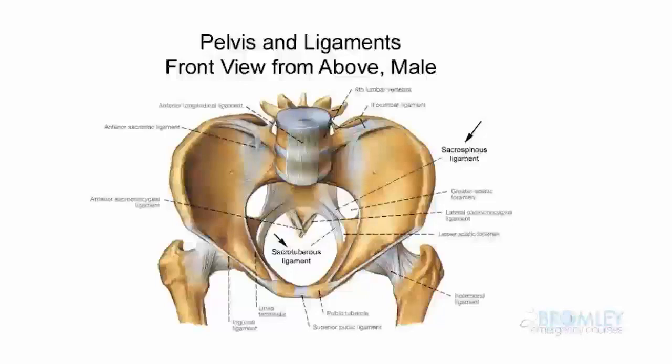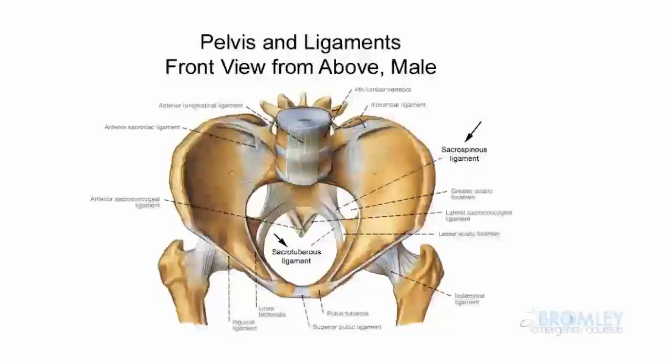The sacrotuberous ligament runs from the ischial tuberosity to the sacrum, and that forms the lesser sciatic foramen. So sacrospinous and sacrotuberous, two important ligaments which help in the formation of the greater sciatic foramen and the lesser sciatic foramen. Piriformis muscle passes through the greater sciatic foramen as well as important neurovascular structures, including the sciatic nerve.